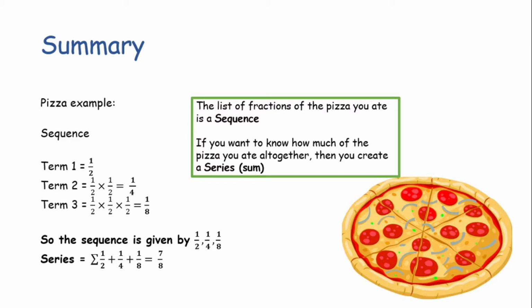In this example, the list of fractions of the pizza you ate is the sequence. And if you want to know how much of the pizza you ate altogether, you create a series or a sum. So I just want to reiterate this so that we can simply understand the difference between sequence and series. The fixed manner in which you ate the pizza defines your sequence, and how much of the pizza you've eaten altogether defines your series. So keep that in mind.